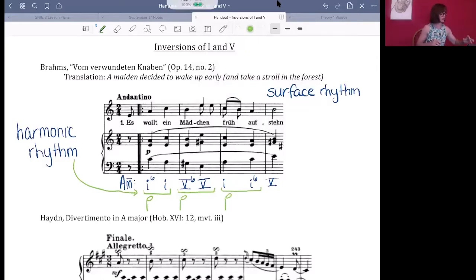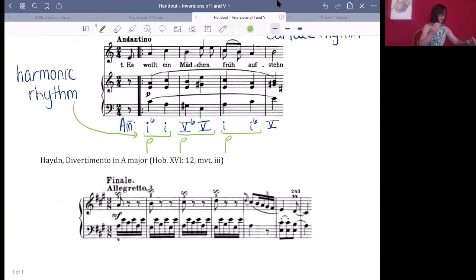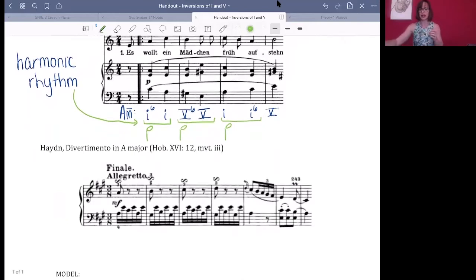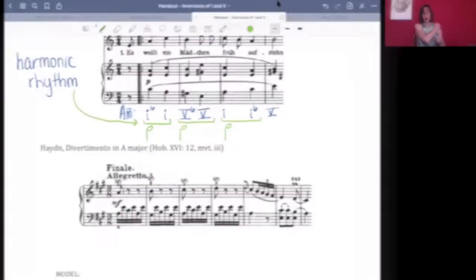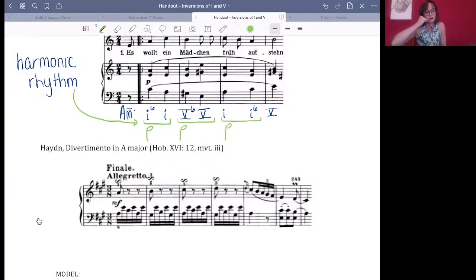Let's take a look at this Haydn example. I'm going to play a recording for you, and I want you to listen and also follow your score and take note of what's happening in the bass and think about harmonically what we have going on. I'll play it again.